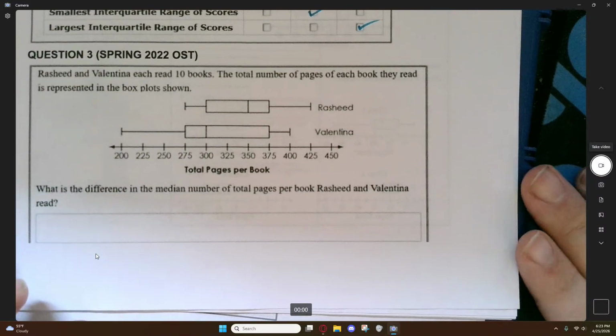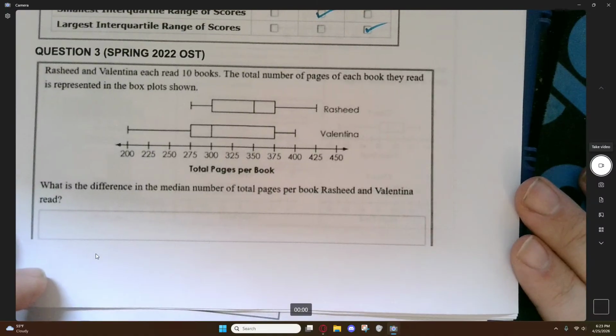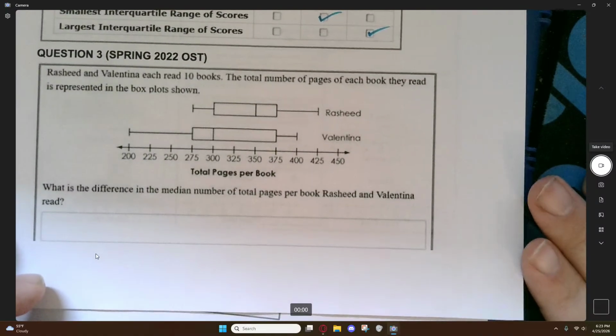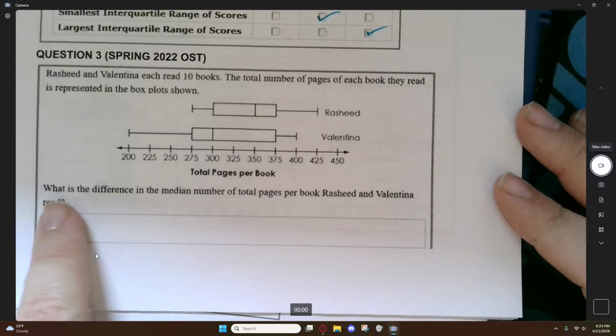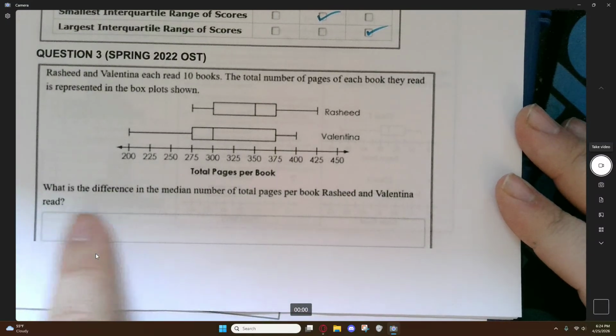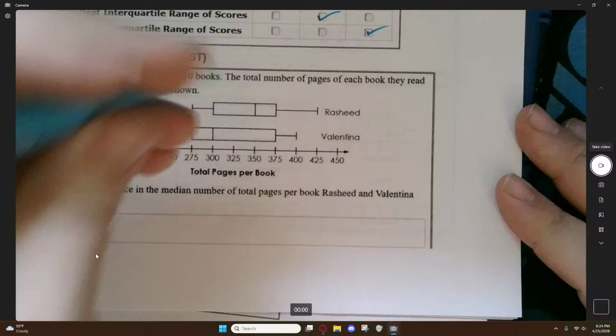Rashid and Valentina each read 10 books. The total number of pages of each book they read is represented in the box plots below. What is the difference in the median number of total pages per book that Rashid and Valentina read?